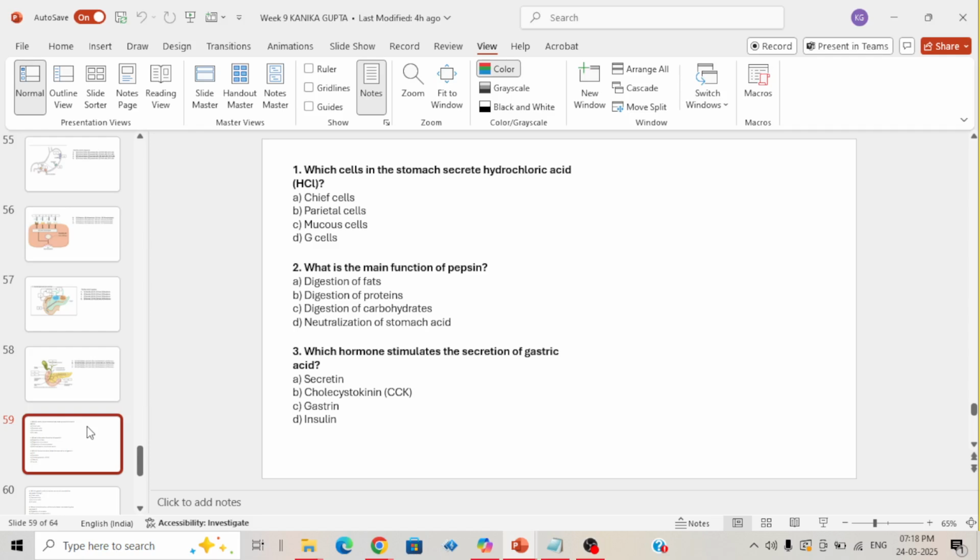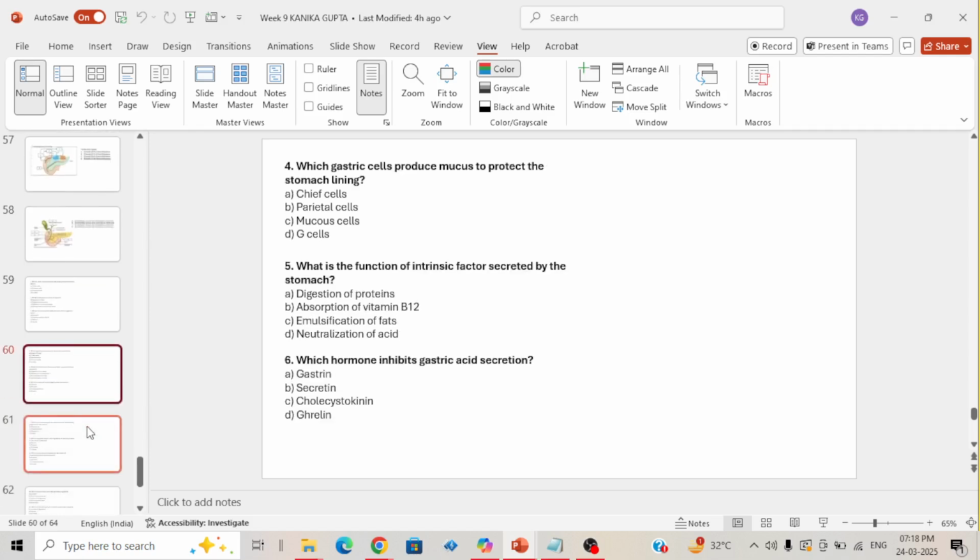Okay. Question number 2. What is the main function of pepsin? Digestion of proteins. Perfect. Which hormone stimulates the secretion of gastric acid? Which hormone is that? We just studied HCl. Gastrin.